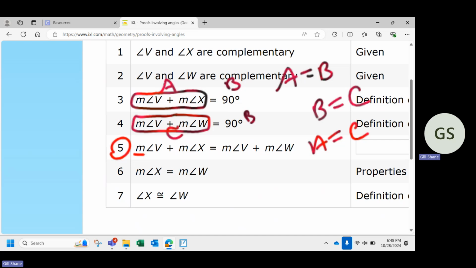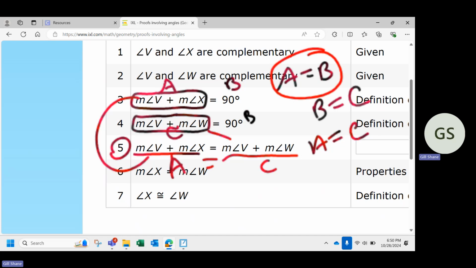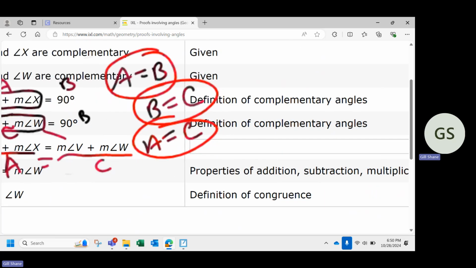So you just look at what they gave you and say, well, is that statement I just underlined A? Well, it sure is. Measure of V plus measure of X. So check that off. That's A. Well, is this statement right here C? Sure enough, measure of V plus the measure of W. So that is C. So all three of these are the same exact things they're giving me over to the left. A equals B, B equals C, and then they give me A equals C. So that is again called the transitive property.